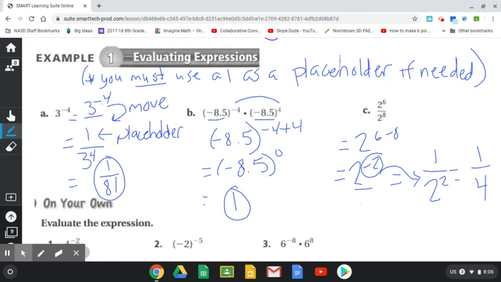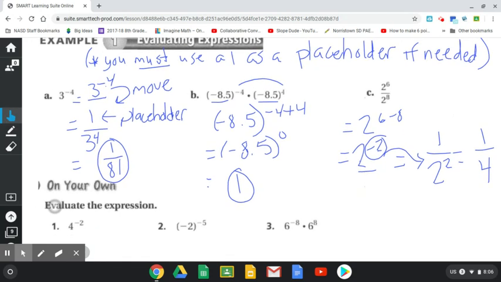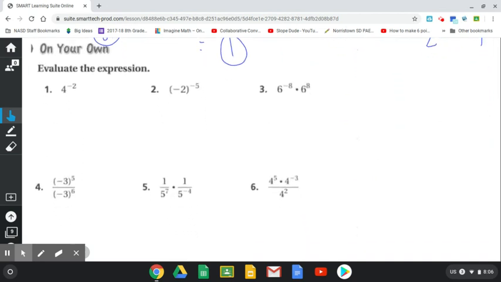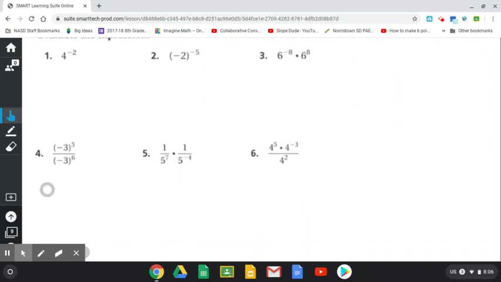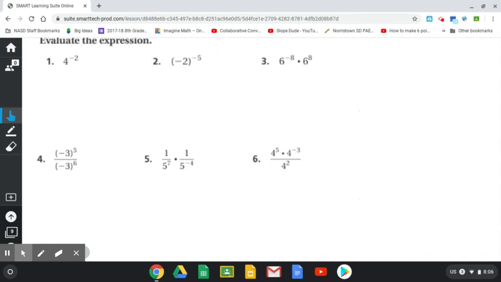try to do 1, 2, and 3. Pause the video. If you need to look at the lesson again, this first part of the lesson, watch it again, then try. But try your hardest to do 1, 2, 3, and 4, 5, 6. And then come on back and we'll do them together. Do as much as you can, okay?